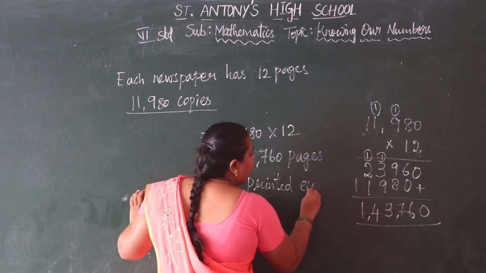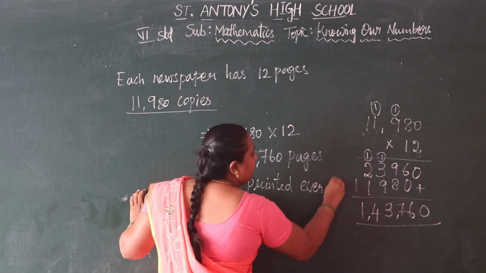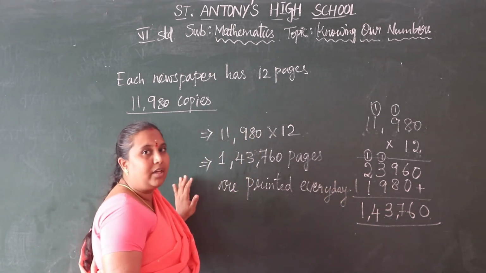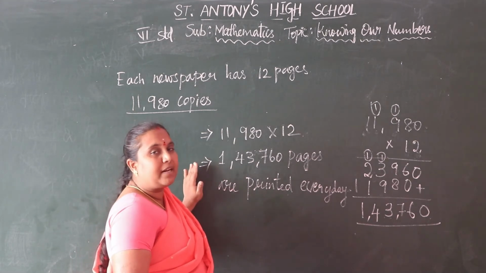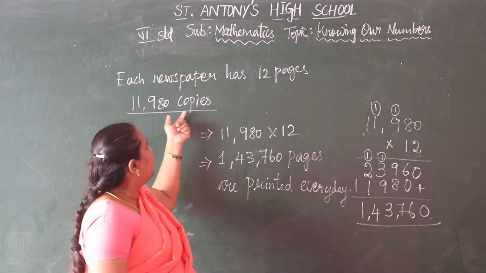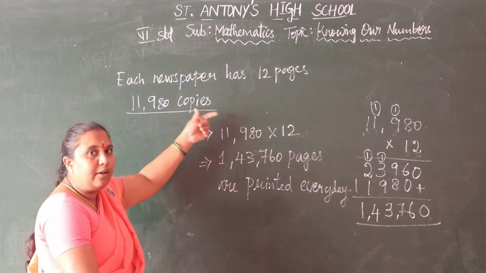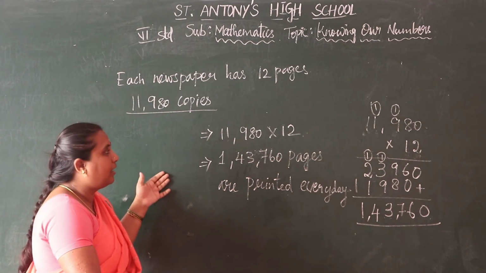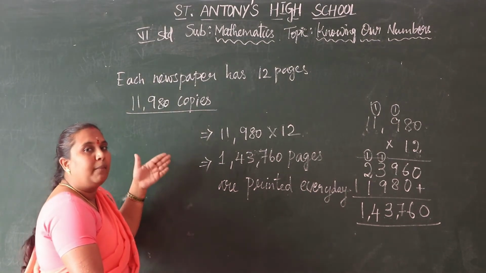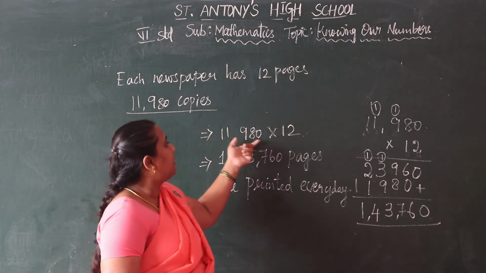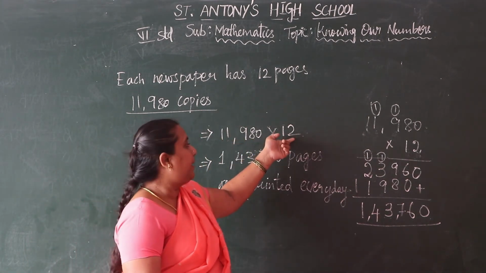See, what is the question here? That is given the newspapers are delivered every day. Each newspaper contains 12 pages and 11,980 copies were printed every day. So how many pages were printed every day? They are asking. So we want to find out the pages which are printed every day. That is 11,980 copies into 12 pages.